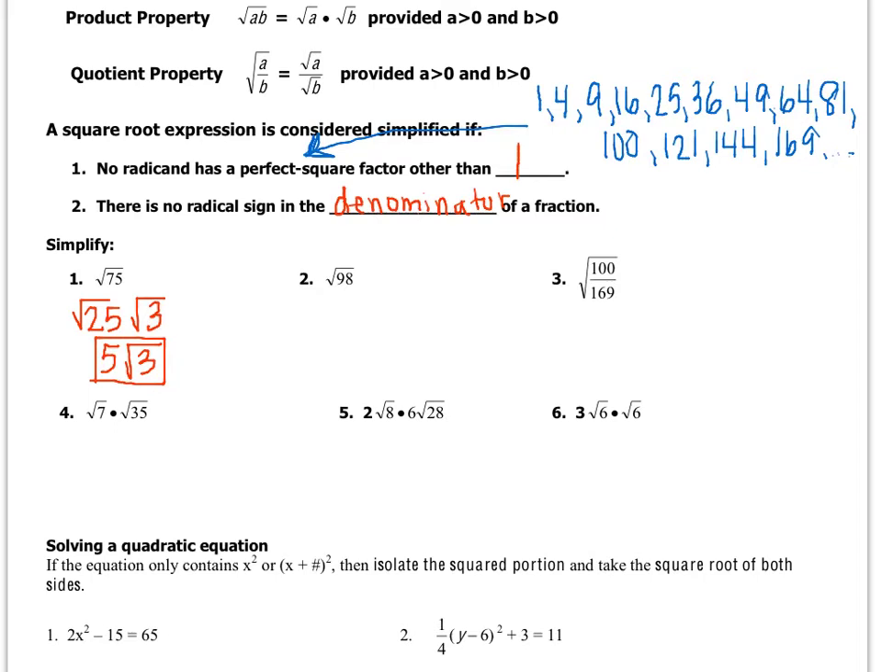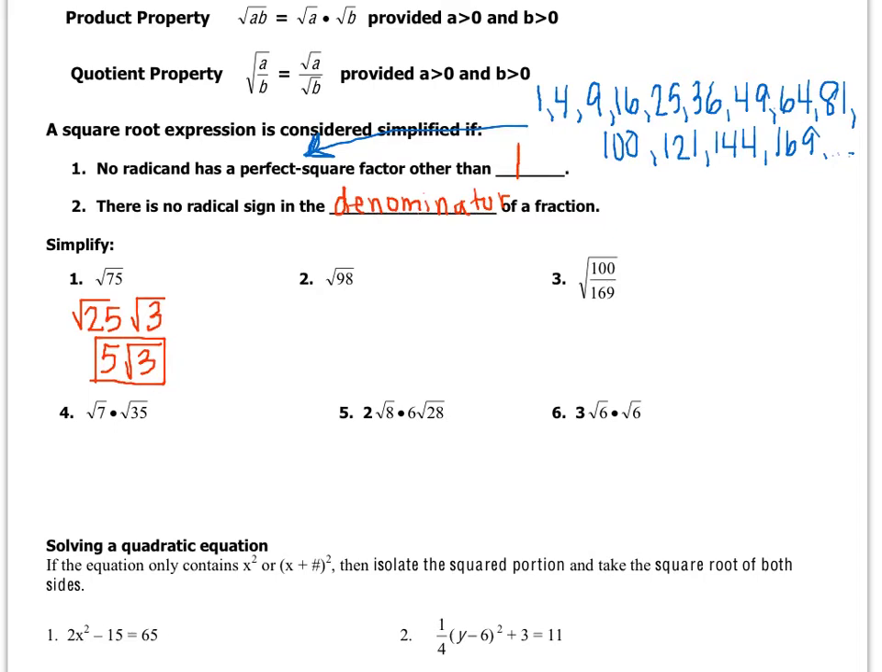The next one, 98. Well, 49 goes into 98, and if you didn't know that right away just by looking at it, you could try it in your calculator. 98 divided by 4, 98 divided by 9, 98 divided by 16, 98 divided by 25, and so on until you find a perfect square that goes into it.